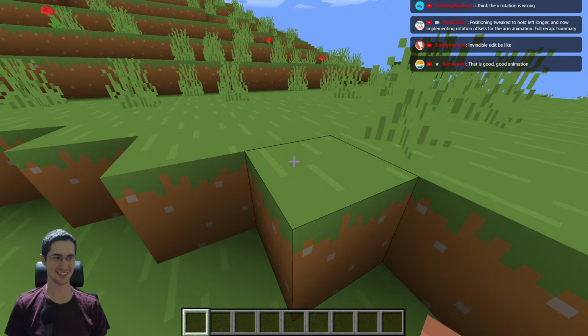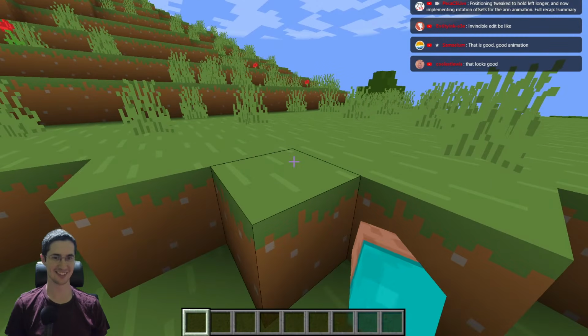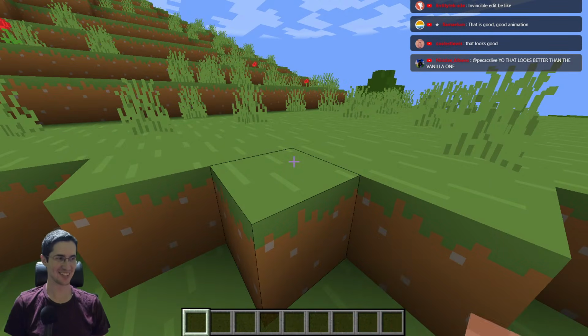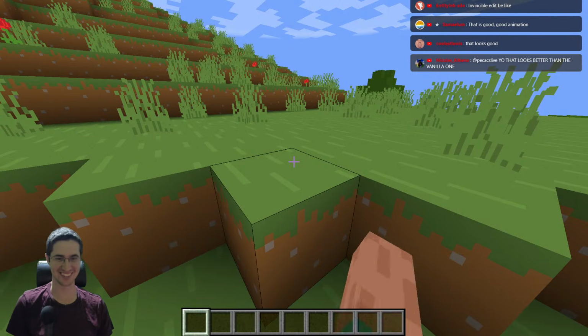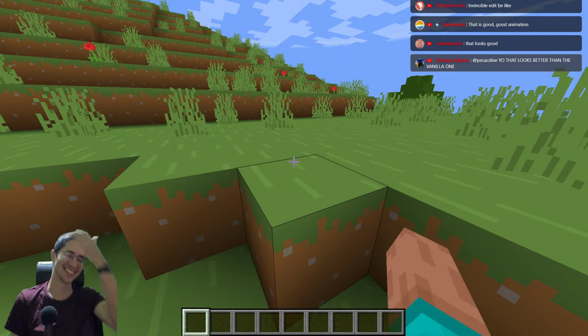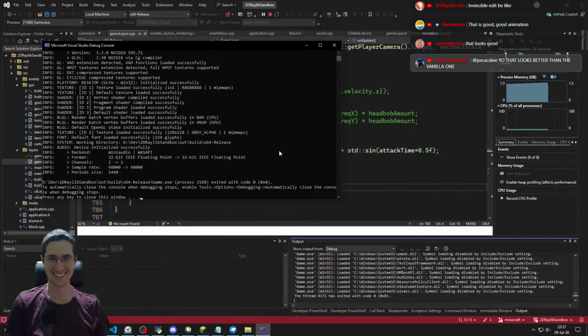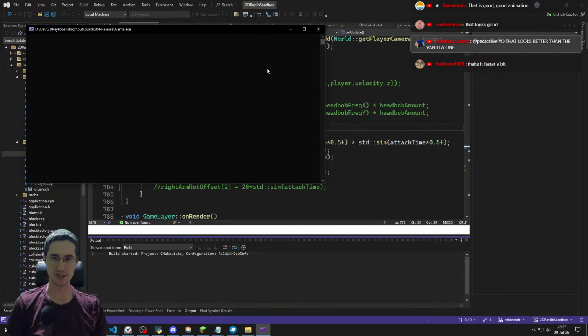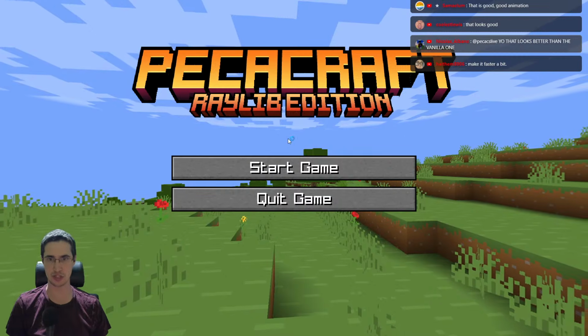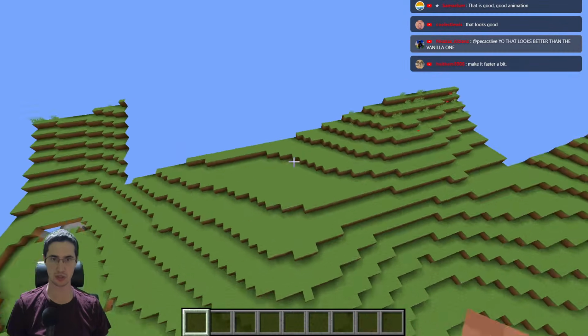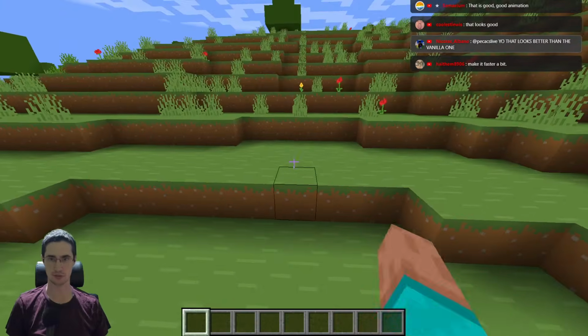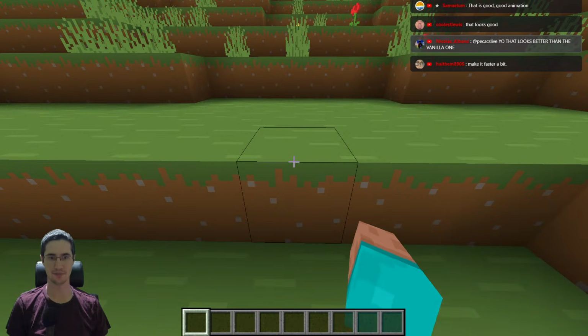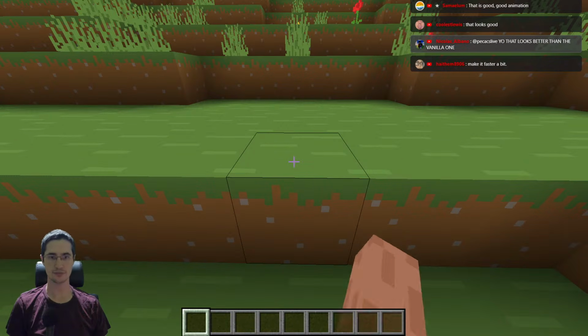Yo, this is a good animation. Yeah, that's better than Minecraft, chat. Yeah, let's make it faster. 16. We can leave it like this and focus on the other block breaking animation of the texture. It's good enough. Is this too fast? Brother, is this too fast? Maybe it's too fast.